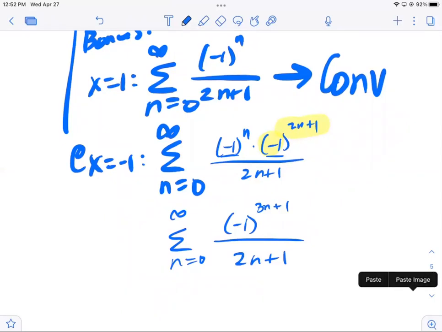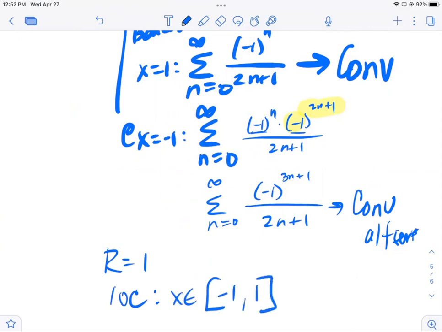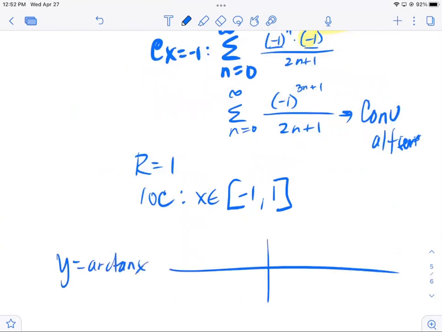So can I include this endpoint? This is also a convergent alternating series. So I can include both endpoints. For what it's worth, the radius of convergence is still 1, but the interval of convergence is now what? Bracket -1 to 1 bracket. And the reason we can do this is because, remember, what does the graph of arctangent of x look like? What's its domain?